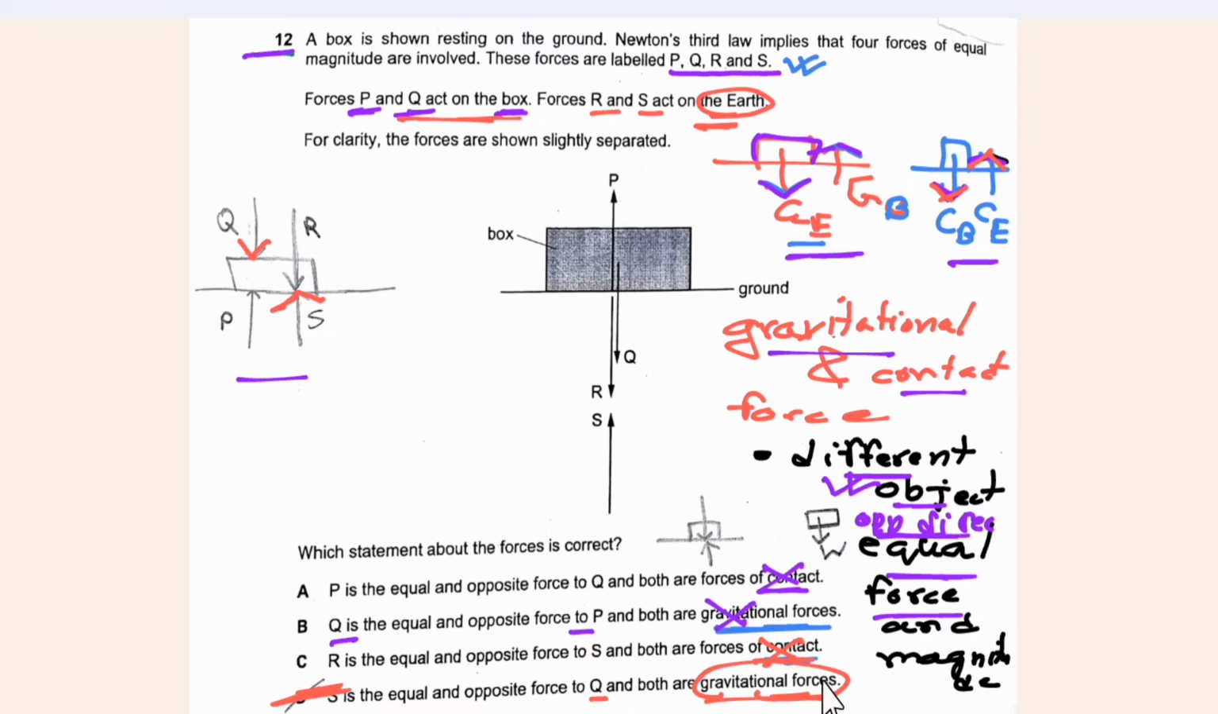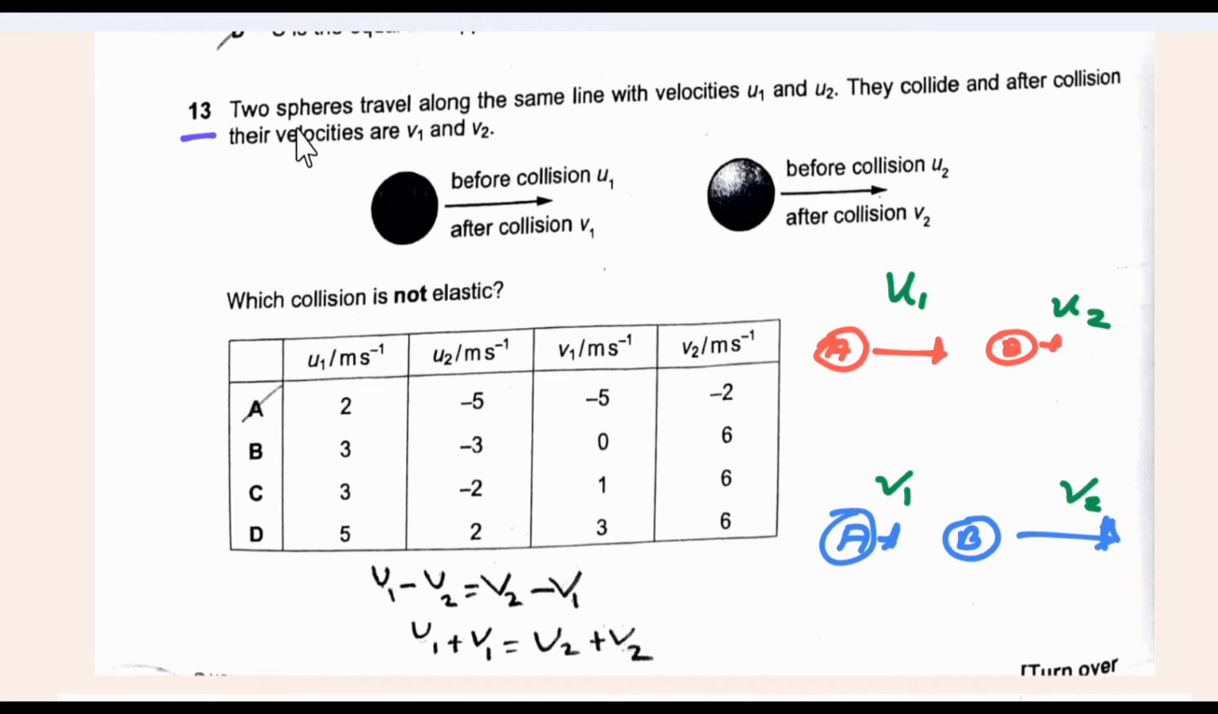As it is a gravitational force, the forces are of equal magnitude but act in opposite direction, and the forces must act on different objects. So we can see that Q is acting on the block while S is acting on the earth. So this statement is correct because these two forces are acting on different objects, so the option D would be the answer. Question number 13.